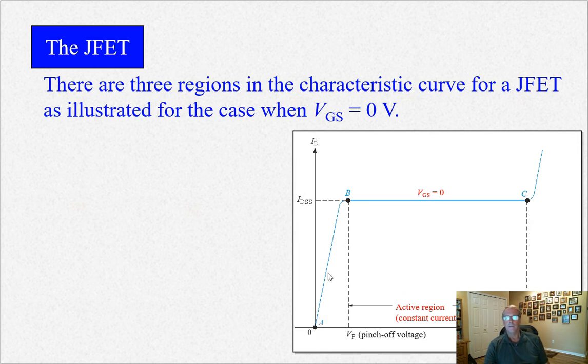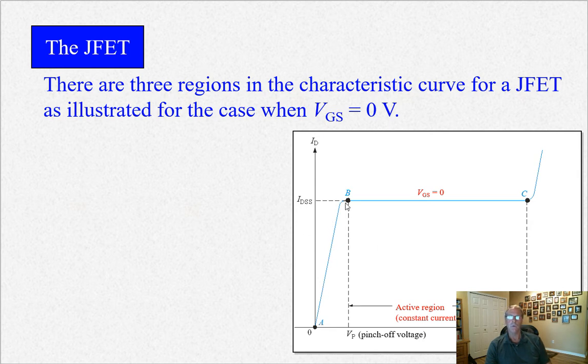The difference you can see here is that these curves, if we do a family of curves, this shows just one VGS at 0 volts. So with 0 volts, we have current flowing. As long as you have some voltage on VDS, you can actually conduct current between the drain and the source.